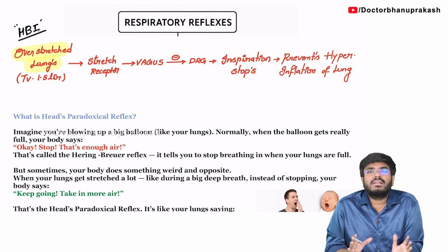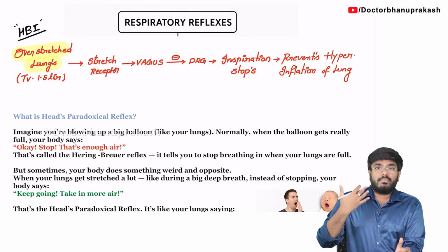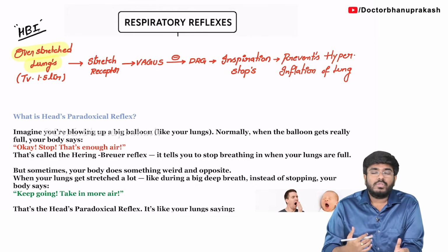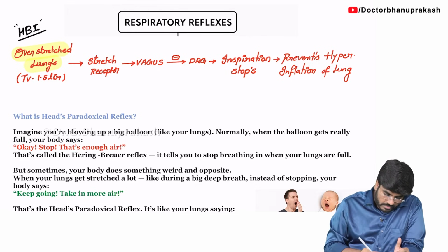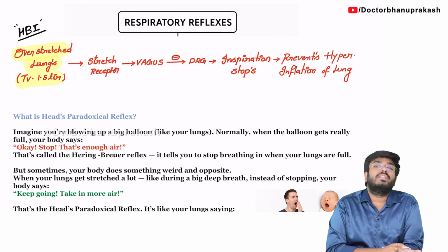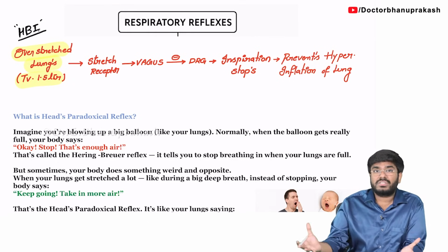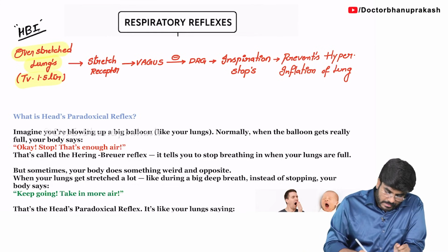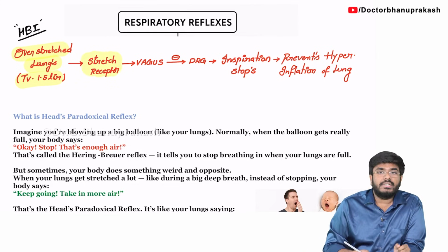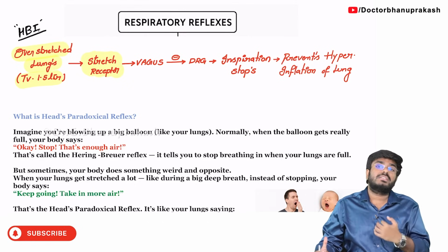So once your lungs are getting overstretched, see, I am doing it voluntarily. I am trying to take as much air as possible, almost 3 times the tidal volume. Normal tidal volume is how much? 500 ml, but I am taking more than it. When your lungs are getting overstretched, you know what will happen? The stretch receptors in your lungs are activated.